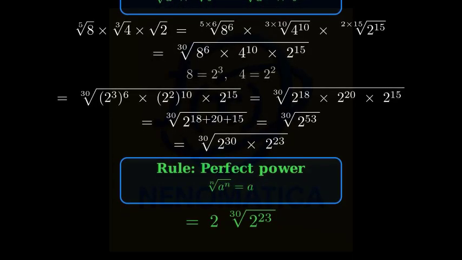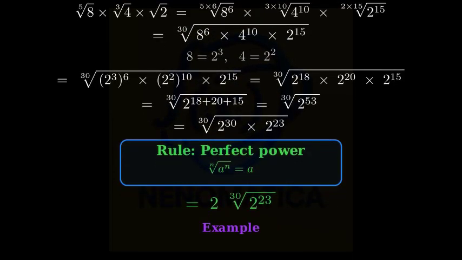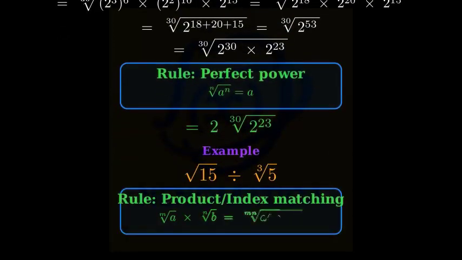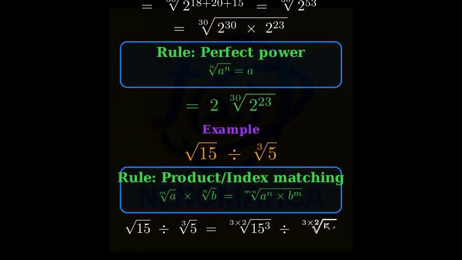Second example. We will simplify square root of 15 divided by cube root of 5. Step 7. Harmonize indices. The least common multiple of 2 and 3 is 6. So write each as a sixth root using the product rule. Show the rule. Step 8. Rewrite the division with a single sixth root of the quotient.